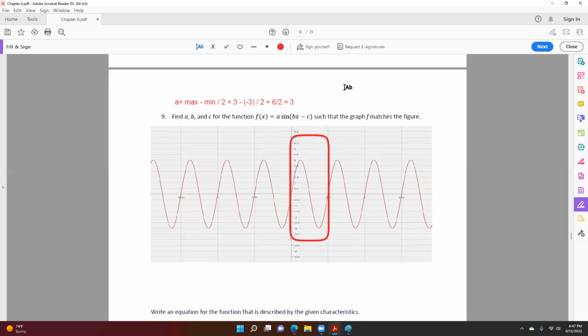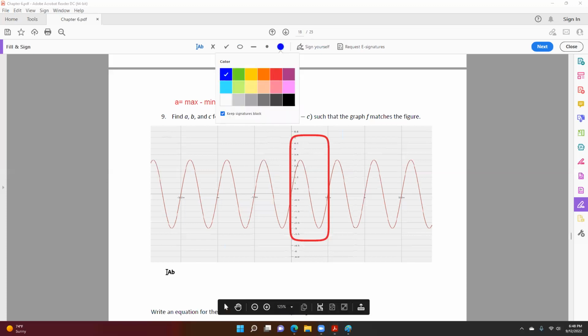Another way you can figure out A is the height of your amplitude from here to there. We know the height here is 3. So your amplitude, your A in this case, will be 3. Okay, so this is how we figure out your A. Next, we have to figure out your B.